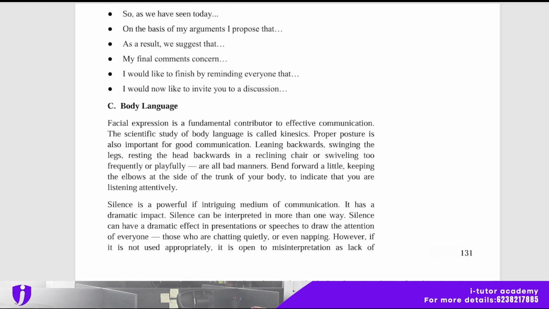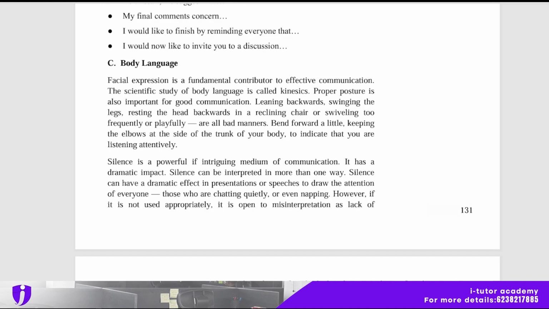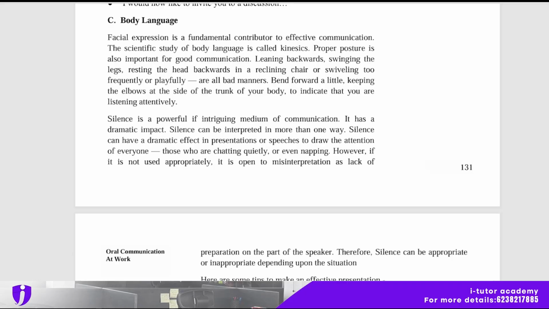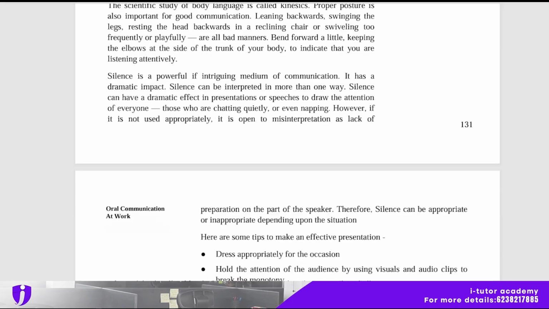And body language is there. Facial expression is a fundamental contributor to effective communication, so body language is very important. Silence is a powerful, if intriguing, medium of communication. It has a dramatic impact, and silence can be interpreted in more than one way. So silence can have a dramatic effect in presentations or speeches to draw the attention of everyone.